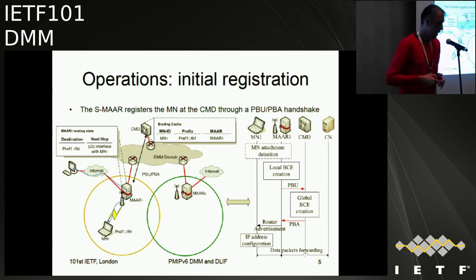Very quickly, the operation is very simple. When you have initial attachment, a mobile node connects to this MAR, and the MAR then signals that to the centralized LMA, which then gets the state, and it gets a prefix locally anchored here, so there is no tunneling here to get to the internet.